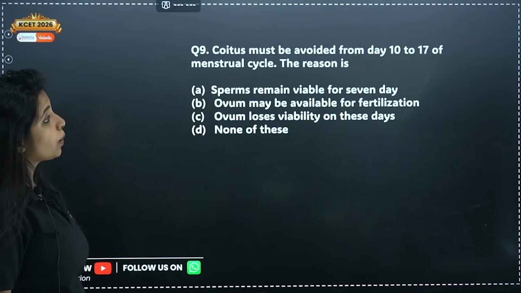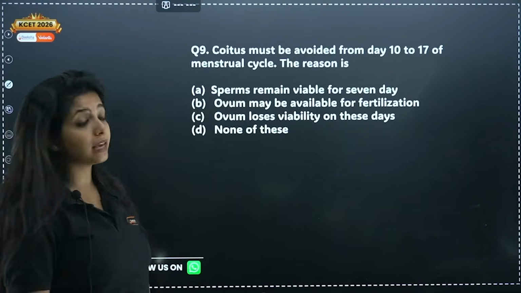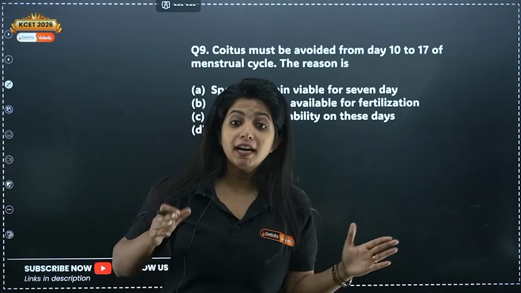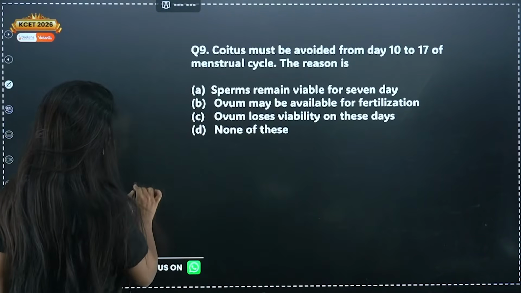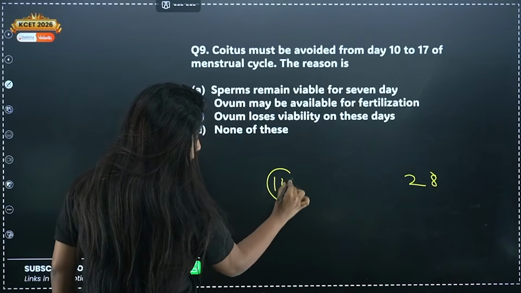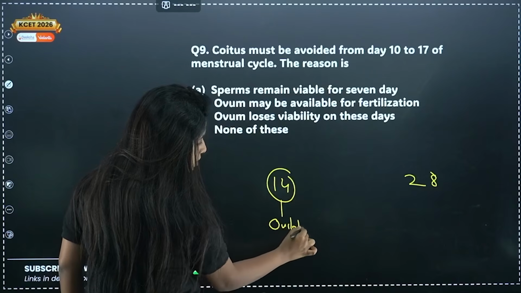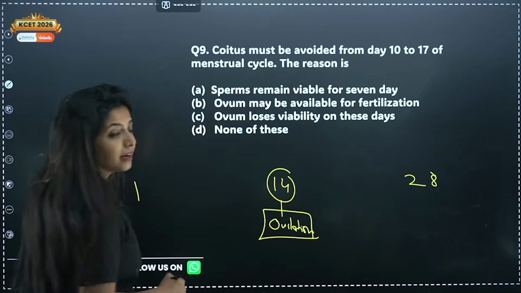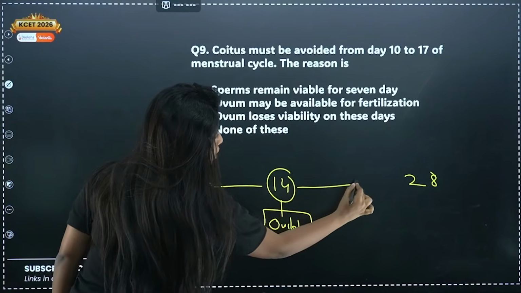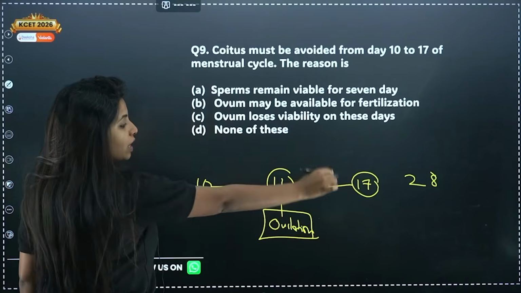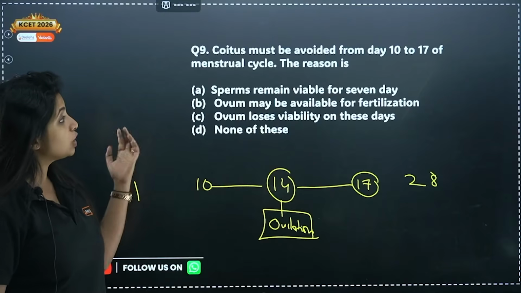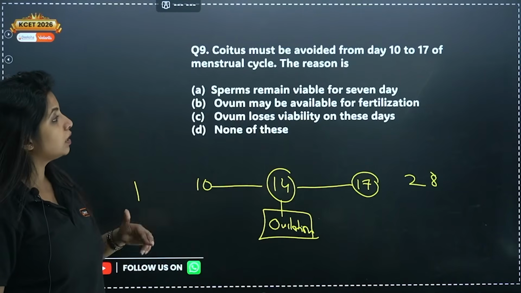Now coitus must be avoided from day 10 to day 17 of the menstrual cycle. Why should coitus or sexual intercourse be avoided from day 10 to day 17? Suppose the cycle is from 1 to 28 days. Your midday is the 14th day, so I say ovulation happens on this day. But our human body does not have any clarity. Sometimes ovulation can happen between these days. From 10 to 17 days, any day ovulation can happen. So coitus must be avoided from day 10 to day 17 of the menstrual cycle.